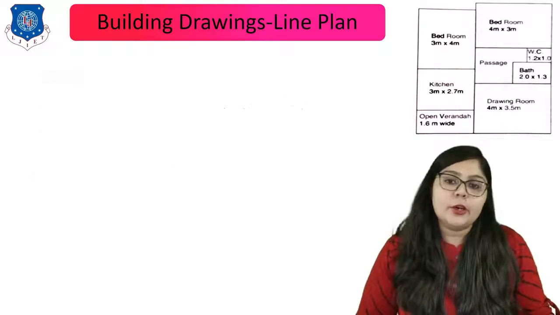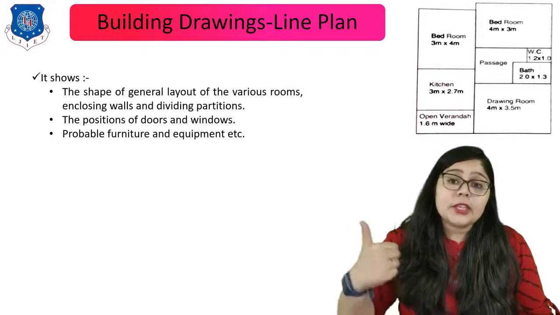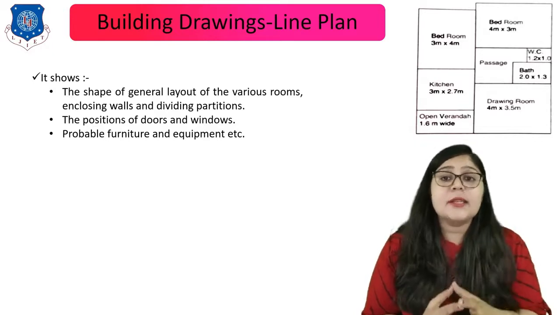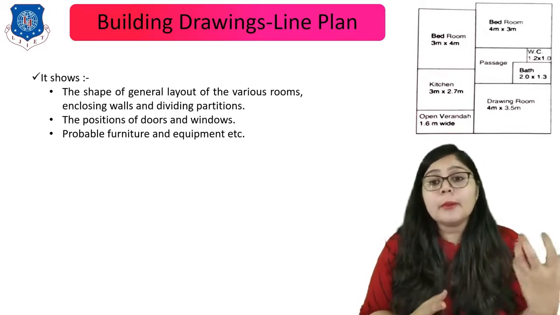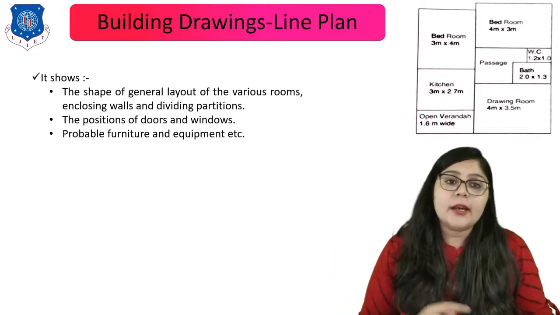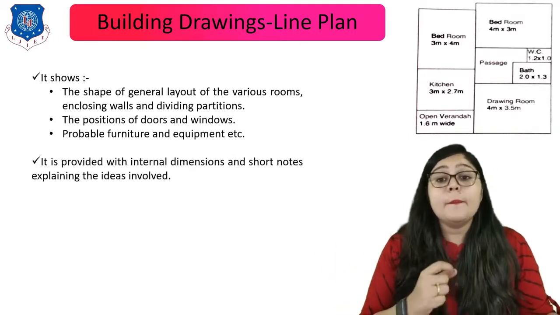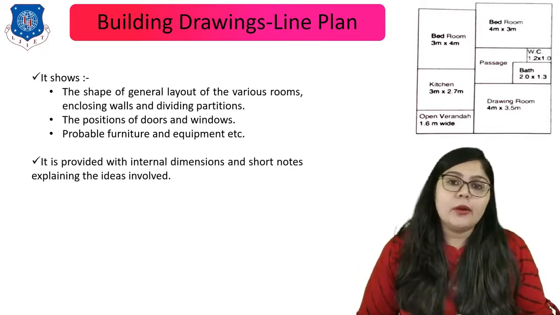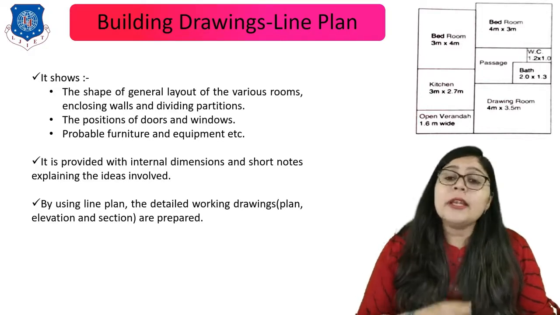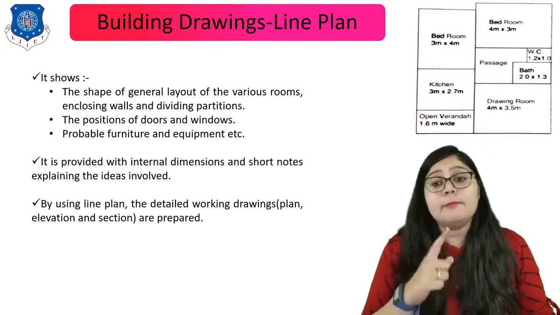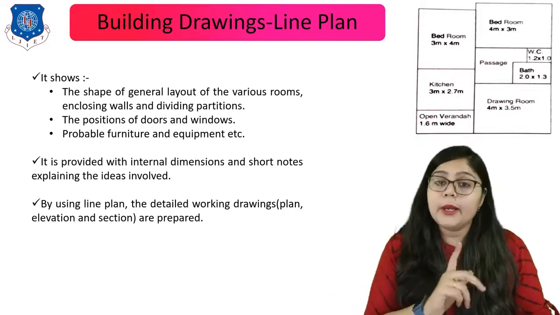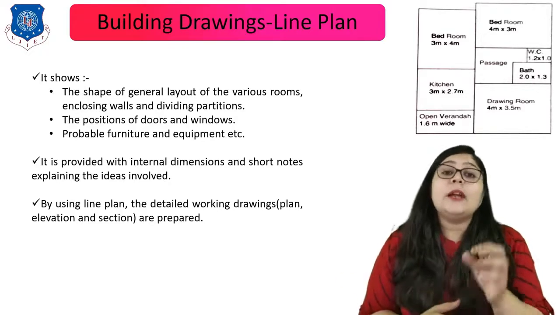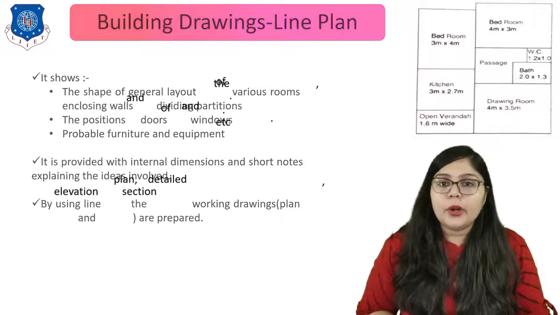Only the baseline plan is adopted. It shows generally the shape of the general layout of the various rooms, enclosing walls and dividing partitions, the position of doors and windows, portable furniture and equipment, etc. are shown over here, right? It is provided with internal dimensions and short notes explaining the ideas involved, right? So I can say by using the line plan, the detailed working drawings, it means the plan, elevation and section, can be prepared. It means for rough work, the first thing that one should do for building drawing is to make a line plan first, right? So that is very important.